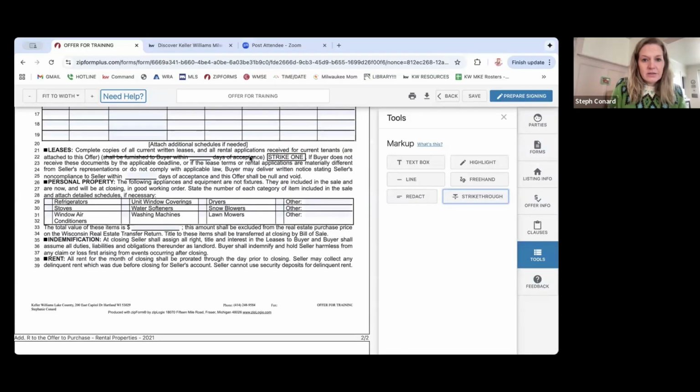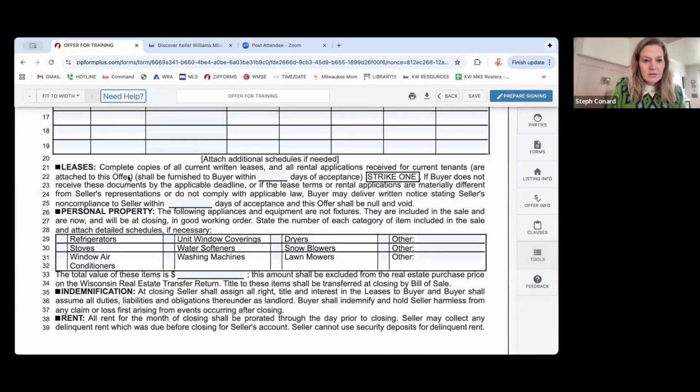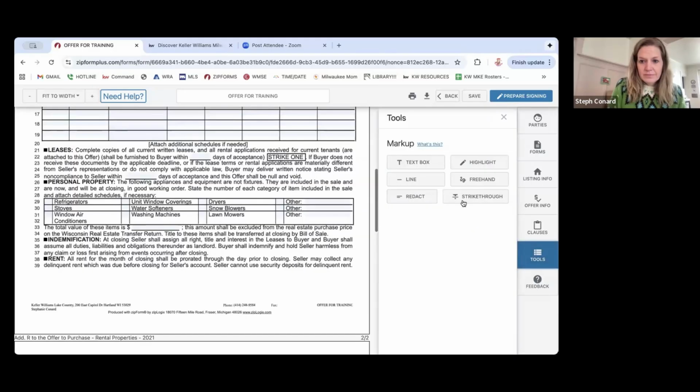If it's the other case, then we can strike attached to this offer, and then we're going to identify the amount of days that we want to see those leases provided to the buyer. I typically do 3 days after acceptance so that my buyer can review those right away.